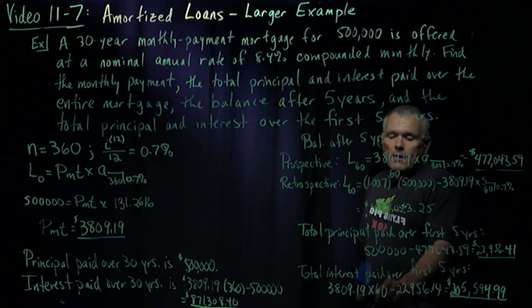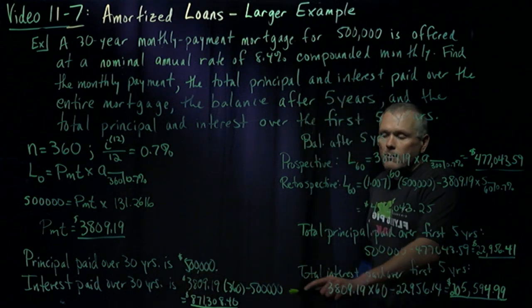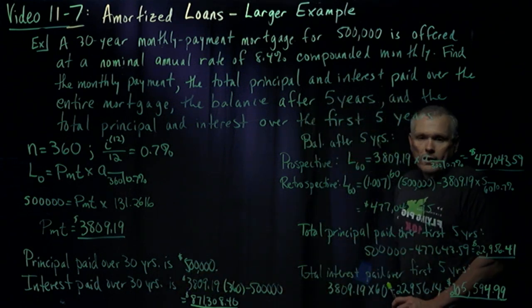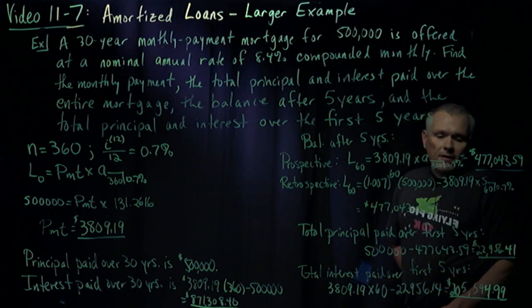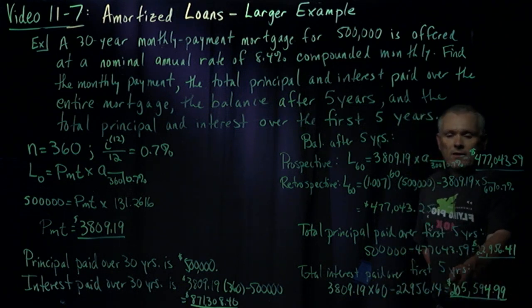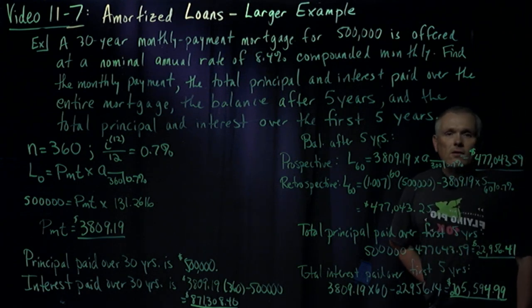If this is the total principal paid, we can figure out how much in total we paid over the first 5 years. That's this 3809.19 times 60, much like what we did for the total amount we paid over the whole life of the mortgage. Subtract off how much of that has been paying down the principal, and we notice that in 5 years we've paid $205,594.99 in interest.